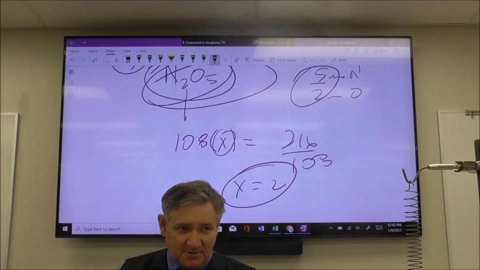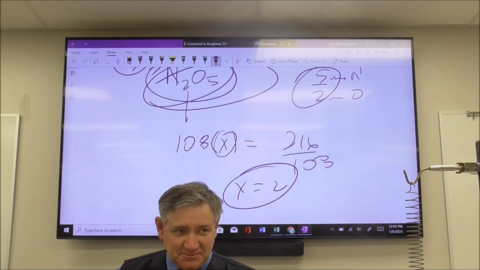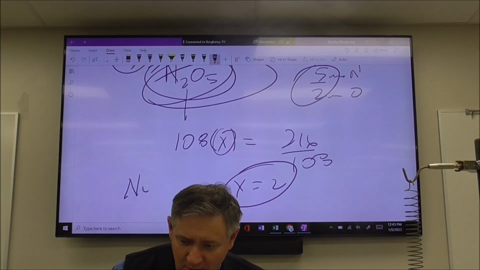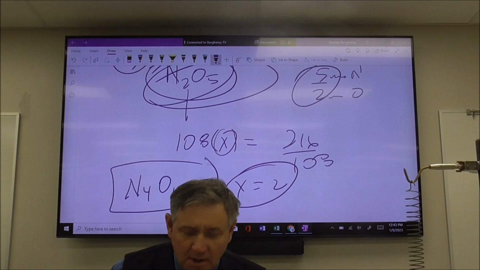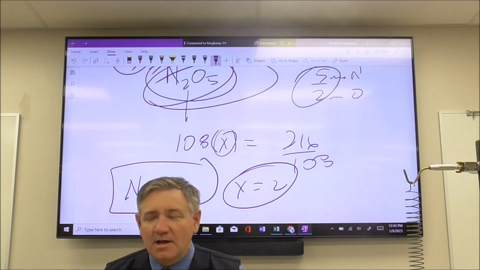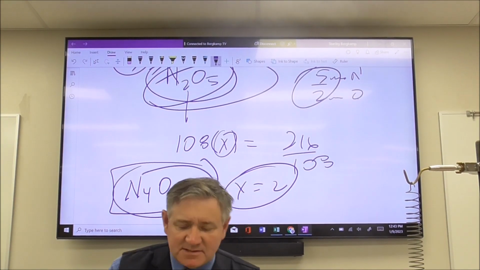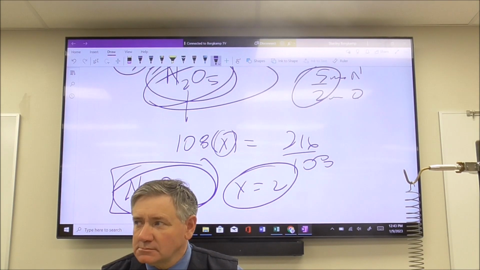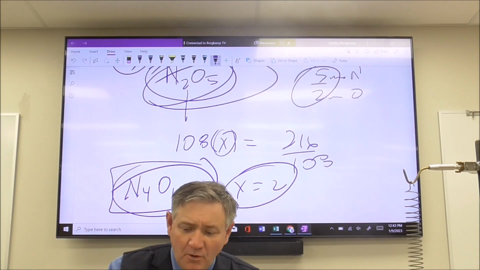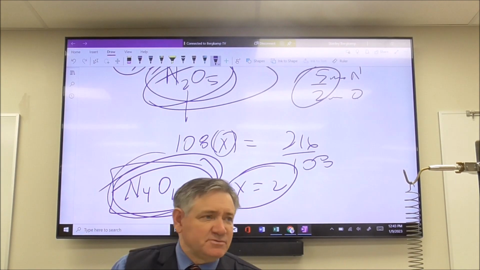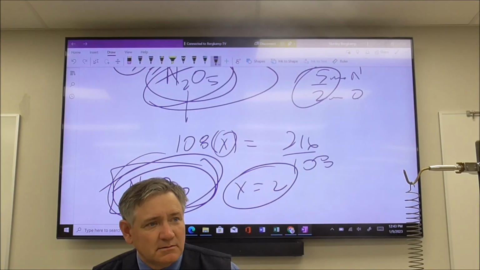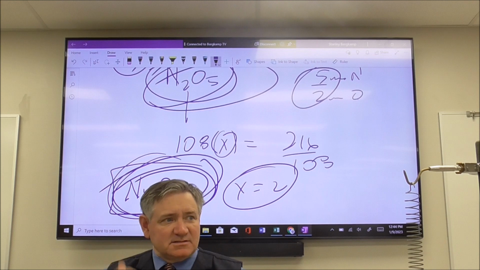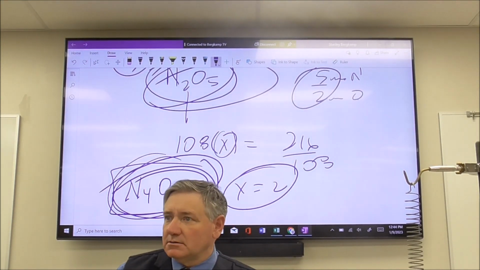Oh, I know that. So what do you do with the 2? Yeah. So then it becomes N4O10. Now, how can you check that that's right? Yeah, find the molar mass of N4O10 and see if it's 216. If it is, odds are you did it right. If the molar mass of that is not 216, then it's wrong.